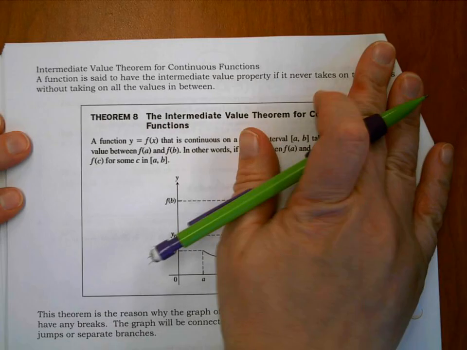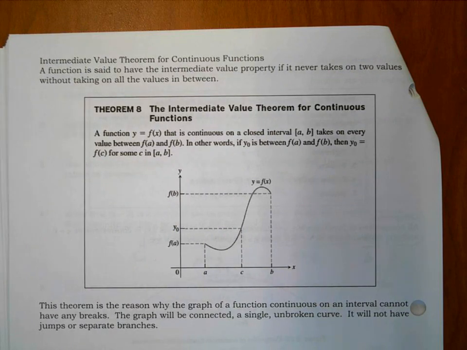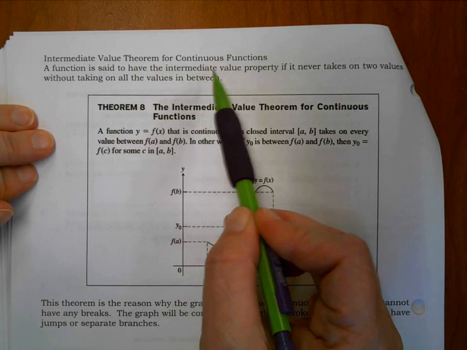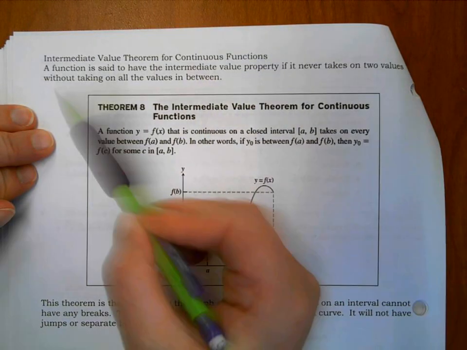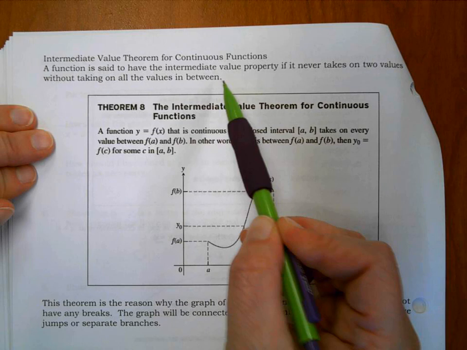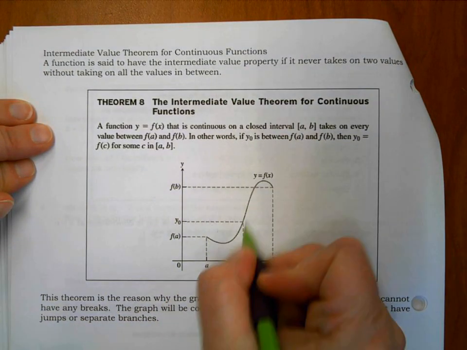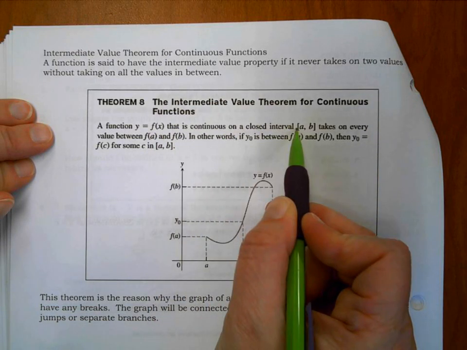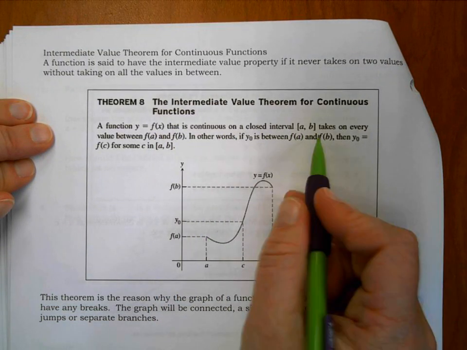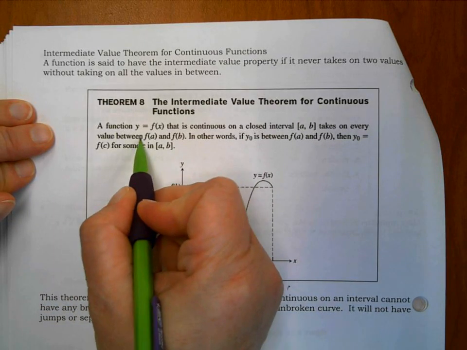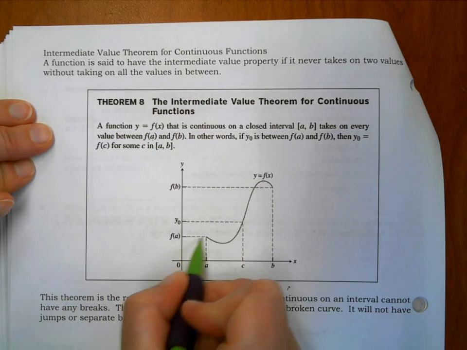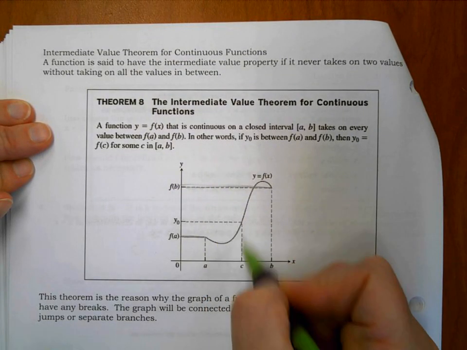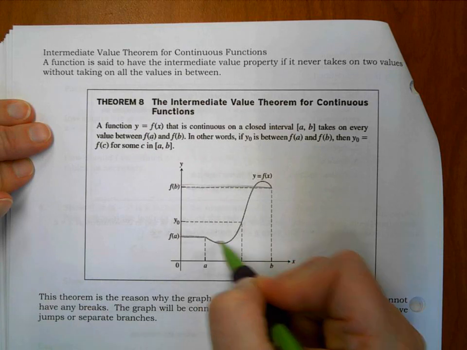All right, and then one last thing, the intermediate value theorem for continuous functions. A function is said to have the intermediate value property if it never takes on two values without taking on all the values in between. So if I look at this function, it says a function y equals f of x that is continuous on a closed interval from a to b, so here's a, here's b, takes on every value between f of a and f of b. So here's the y value for a, here's the y value for b. If something is continuous, it means it's hitting every possible y value in between.